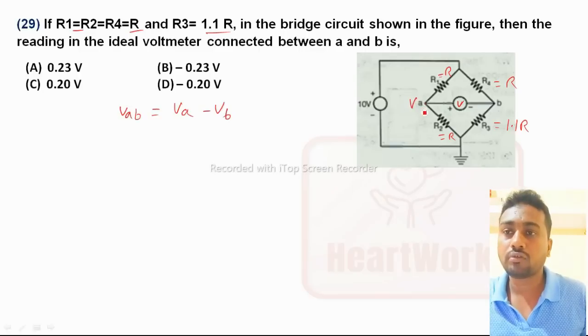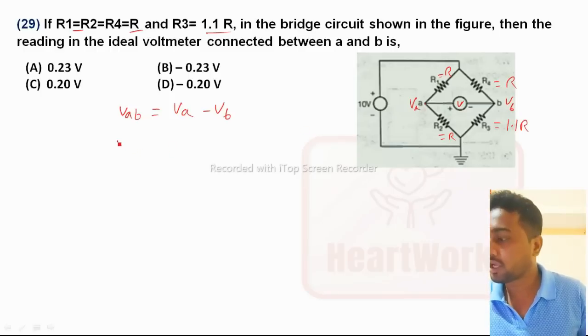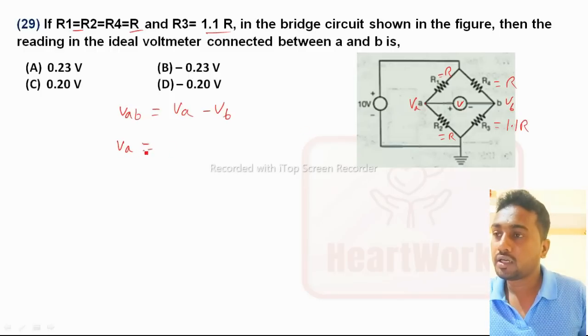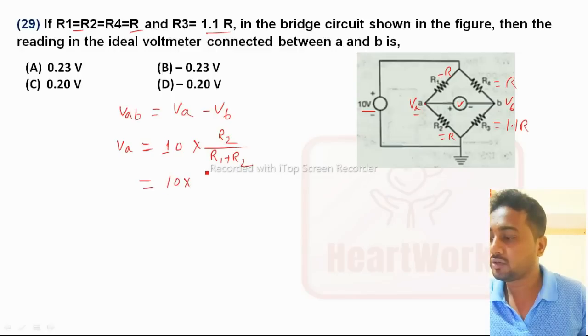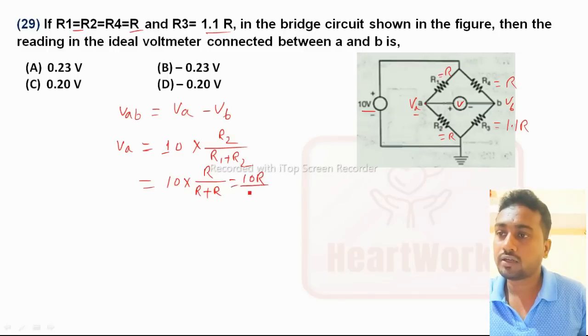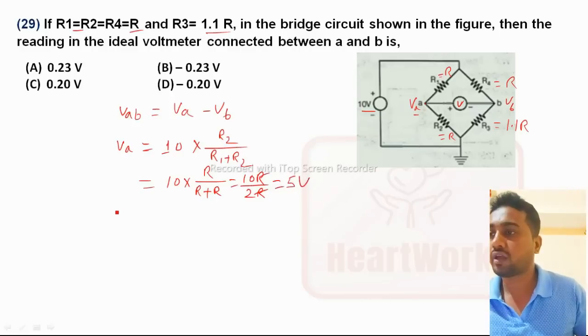So how will we get VA and VB? For that we have to apply the voltage divider rule for VA. If we apply the voltage divider rule for VA, how will we write it? The source is 10 volt. So 10 into R2 divided by R1 plus R2. R2 is R, R1 is also R, so this is equal to 10R divided by 2R, or 5 volt. So VA is 5 volt.